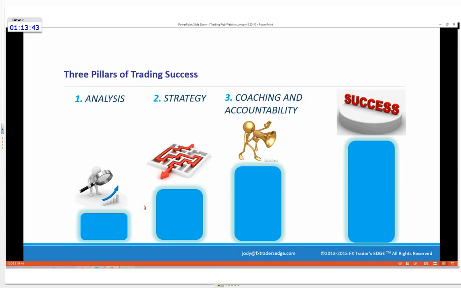Why don't we just start with the 3 pillars of trading success? What does a trader need to have in his or her trading arsenal to be successful, to make consistent profits? We believe that a trader needs 3 things: the analysis, the strategy, and the coaching and accountability. Without one of these 3 pillars, it is highly likely that the trader will not succeed at trading.